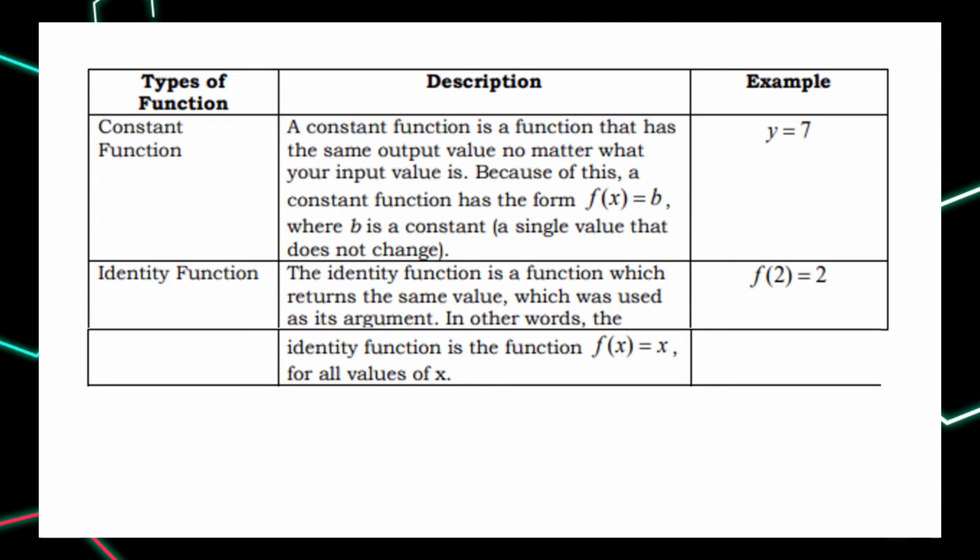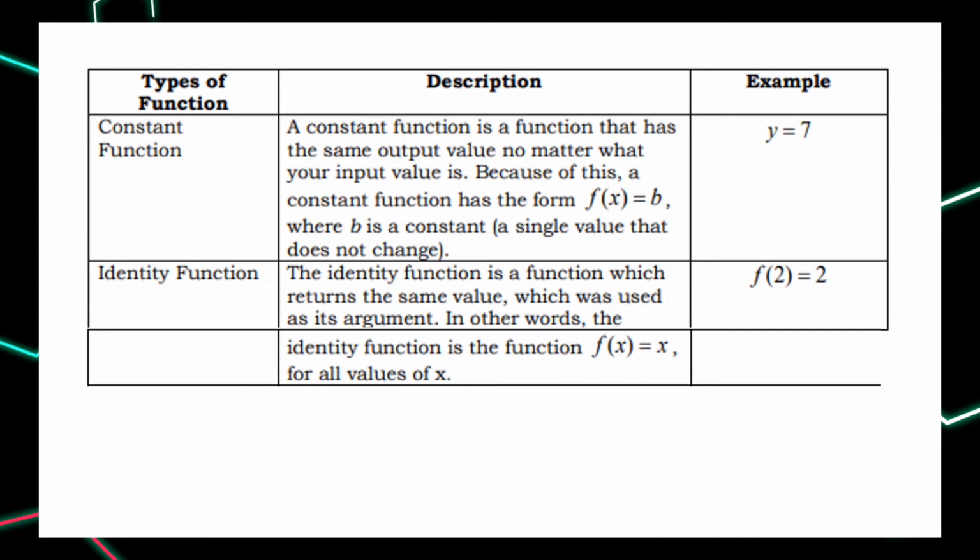So, when we say constant function, it is always equivalent to a fixed number. So, in this example, we have y equals 7, y equals 8, y equals 9, y equals 0.5. So that is an example of constant function.